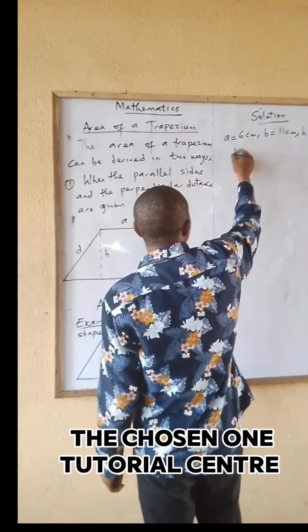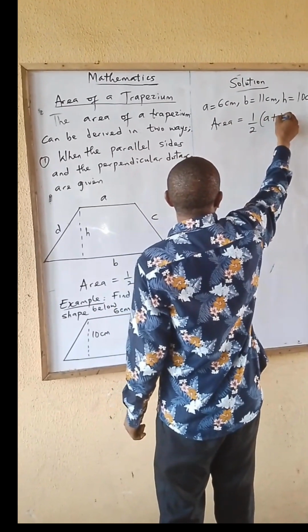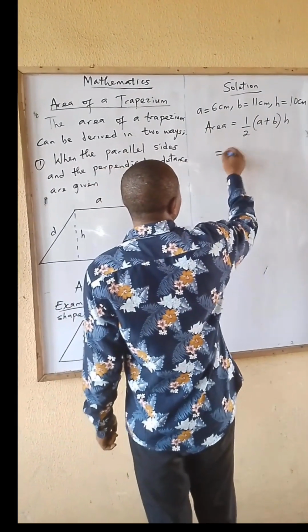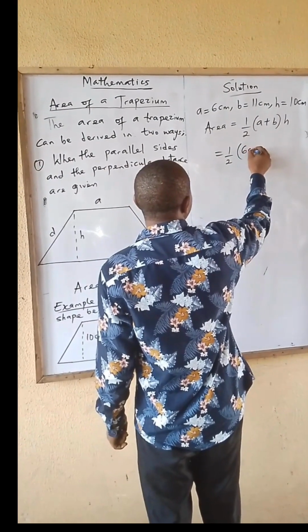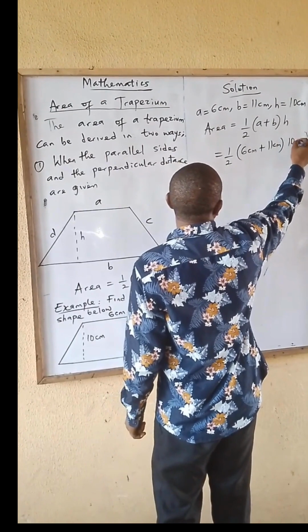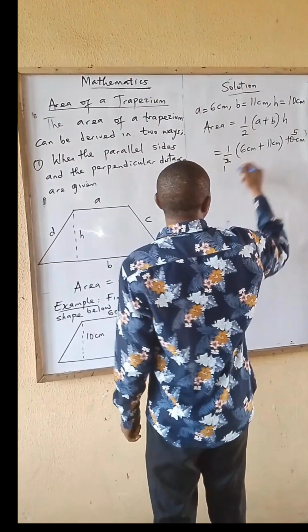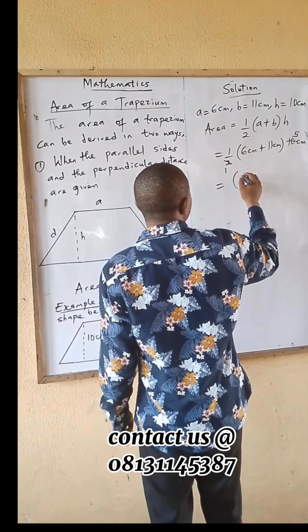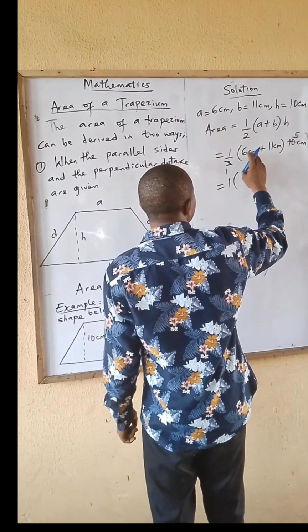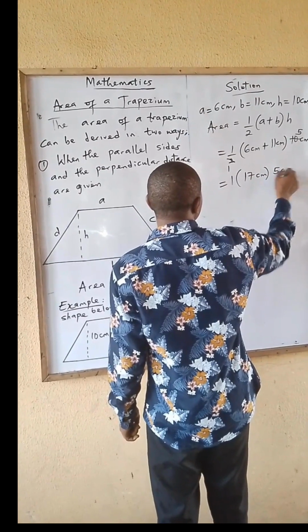So we are going to apply the formula. Area of a trapezium is equal to 1 over 2 (a plus b) into bracket h. So we are going to have 1 over 2 into (6 centimeters plus 11 centimeters) in bracket of 10 centimeters. 2 here 1, 2 here 5. So we are going to have 1 in bracket of (6 centimeters plus 11 centimeters), that will give us 17 centimeters in bracket of 5 centimeters.